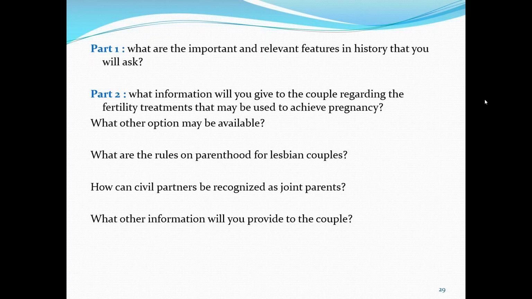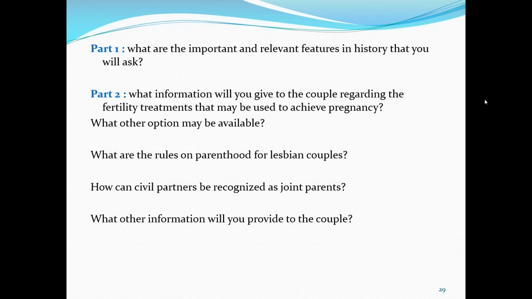And also, I would like to know whether any of the partners is smoking or taking any recreational drug or alcohol, so that we can optimize their condition before they try to go for the IUI.